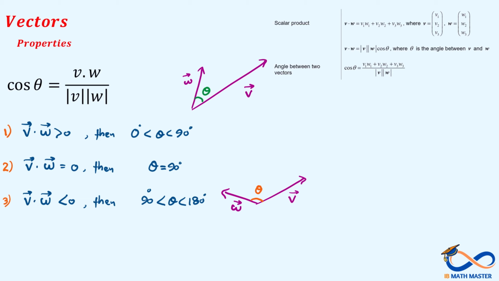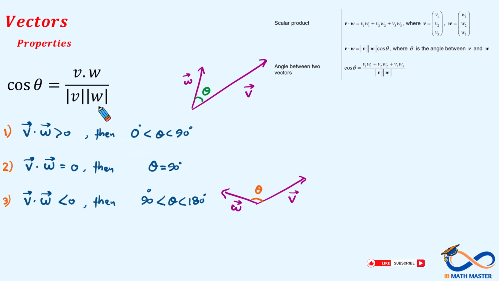Now let's move on to some properties of the scalar product. Here we have the cosine again in the formula. So here we have three cases about the sign or the answer of the scalar product. First, if the scalar product is positive between the two vectors, that means the angle between them will be an acute angle between 0 and 90 degrees like this.